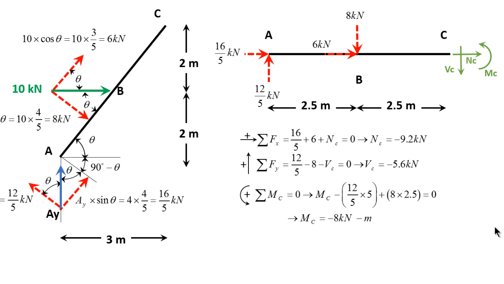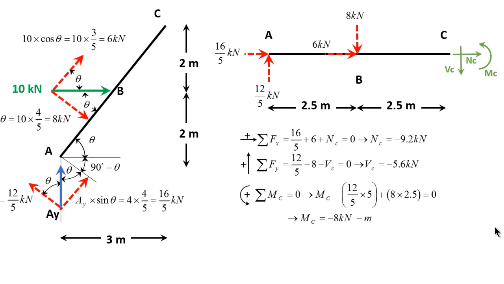You can see that I skip the 16 over 5 and the 6 kilonewtons because the line of action for both of these forces goes through the point of rotation, which is point C. So they don't play any role in the moment equation. For the 8 kilonewtons, multiply by 2.5, and it's positive, and the whole thing I set equal to 0. I'll get MC equals negative 8 kilonewton meters.